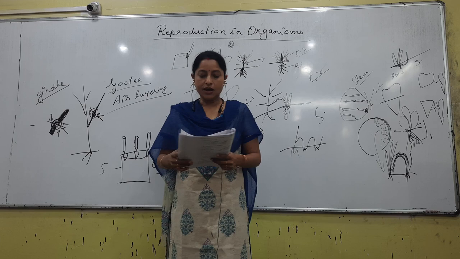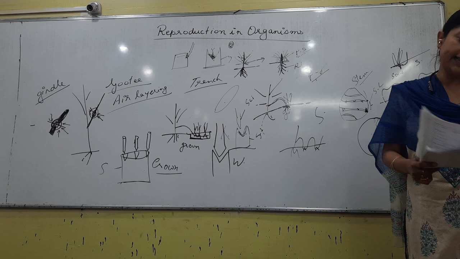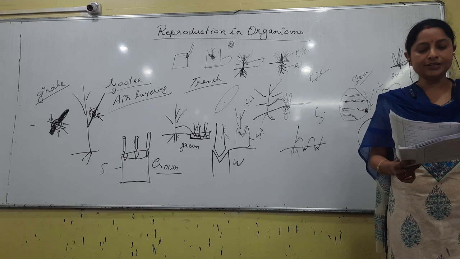Fruit fly, house fly, garden pea, dog, sugarcane, ophioglossum, etc. Right? So, what is the question? Twice n would be given and you would be asked to calculate n, or n would be given and you have to count twice n. Right?